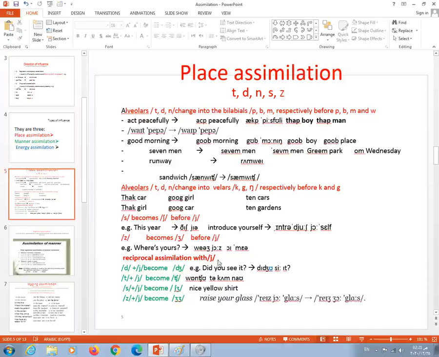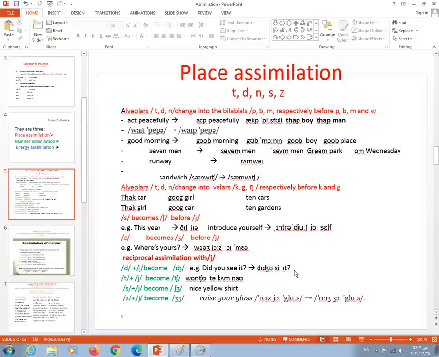Last thing, so that you don't get confused: there is something called reciprocal assimilation with ya. Here we find that the two consonants are both affected, and they turn into a new consonant. You see, for example, d plus ya, it becomes j. For example, did you see it? Did you see it?